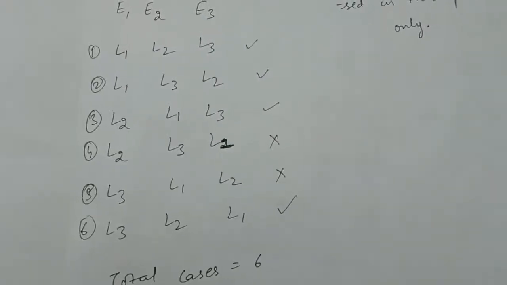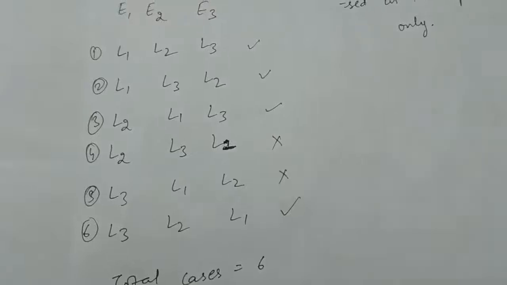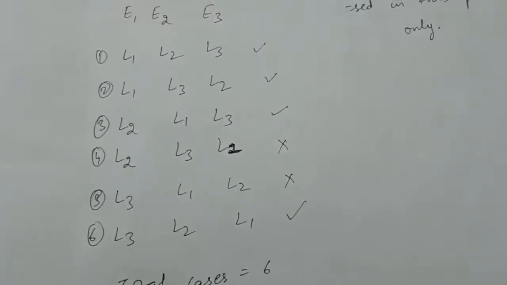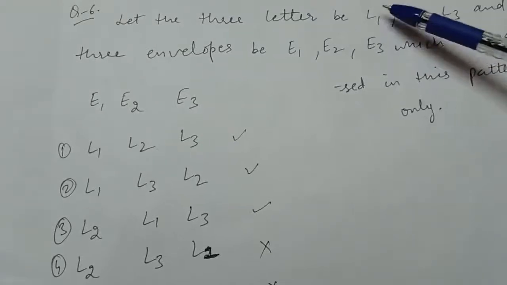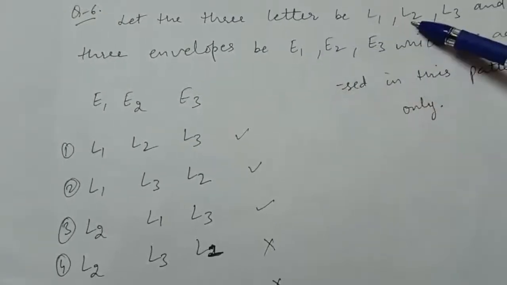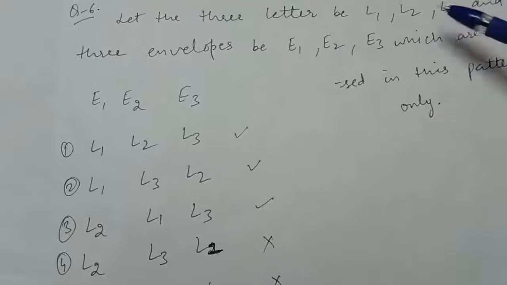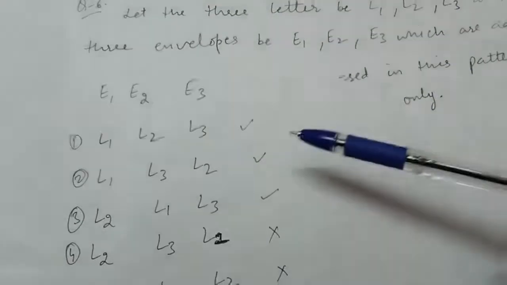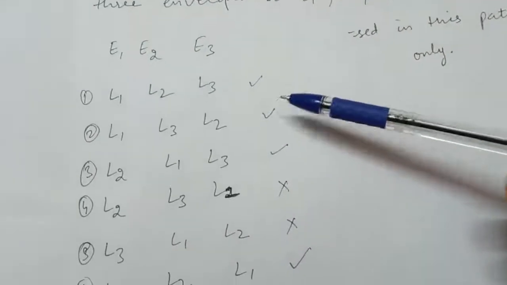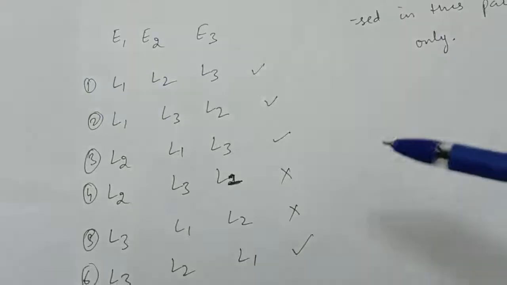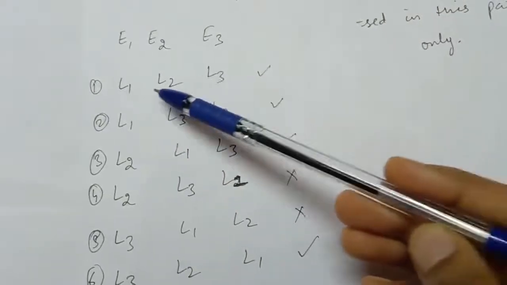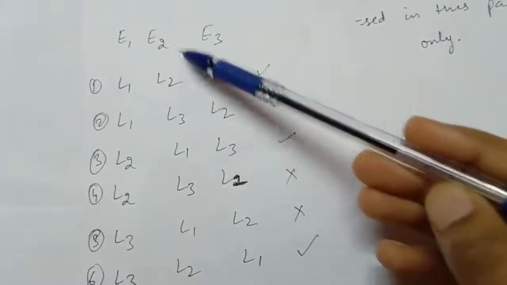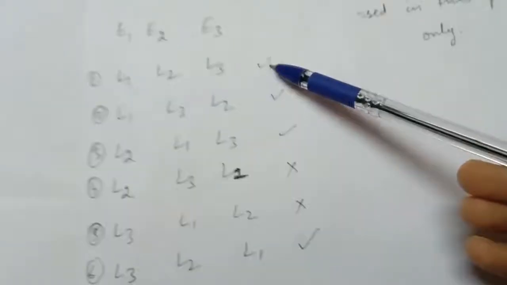Now they have asked the probability that at least one letter is in its proper envelope. Now we have already addressed that letter 1 will go in E1, letter 2 will go in E2 and letter 3 will go in E3. Now we will check those cases in which at least one letter is in its correct envelope. In this arrangement, all the letters are in their correct envelope. So we will consider this case.